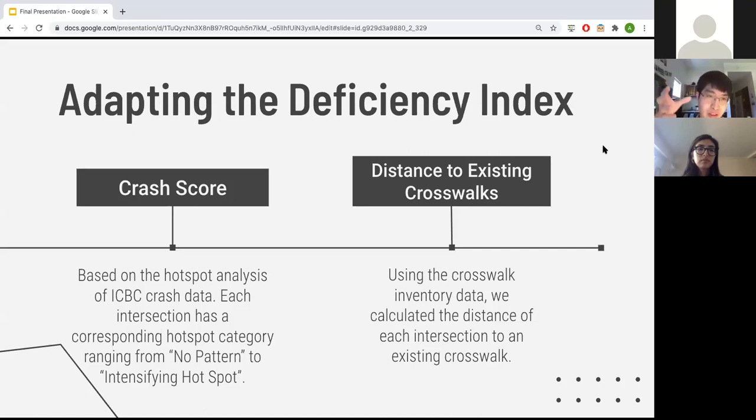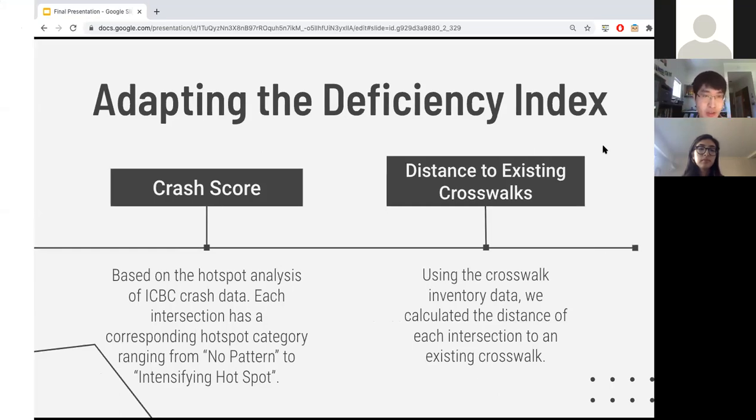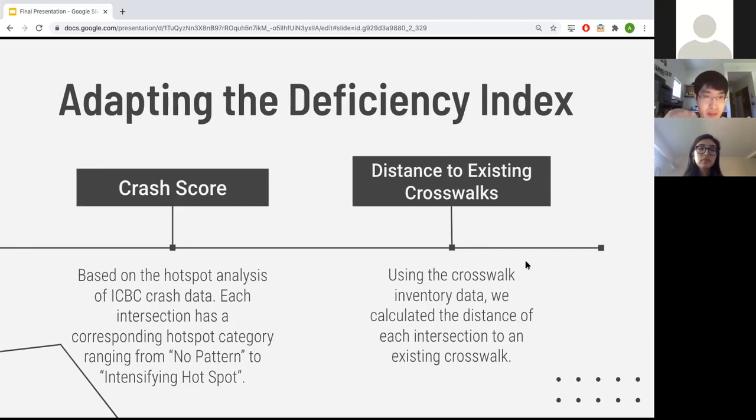So in the original indices, the way they take into consideration a crash score is that for a location, they just draw a buffer zone and then count how many incidents are happening in that buffer zone. Like here, because we have, again, both temporal and spatial data, we would like to see these two dimensions get taken into account when we are incorporating this factor into our indices.